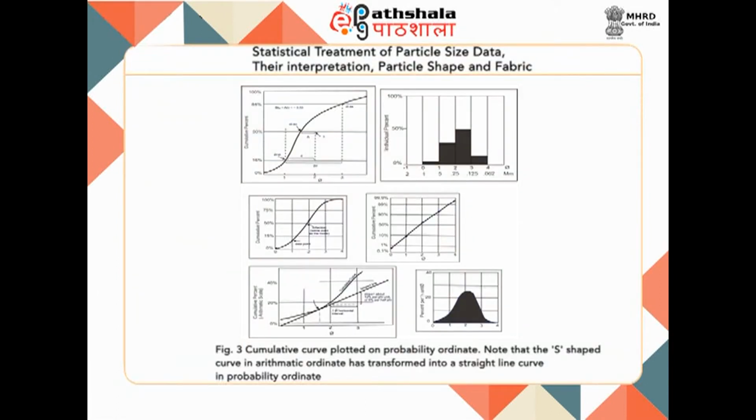The only disadvantage with this curve is that it is even less pictorial than the arithmetic cumulative curve. Now, you can see in figure 3 the cumulative curve plotted on a probability ordinate. Note that the S-shaped curve which was plotted earlier on the arithmetic ordinate has transformed into a straight line in the present probability ordinate.